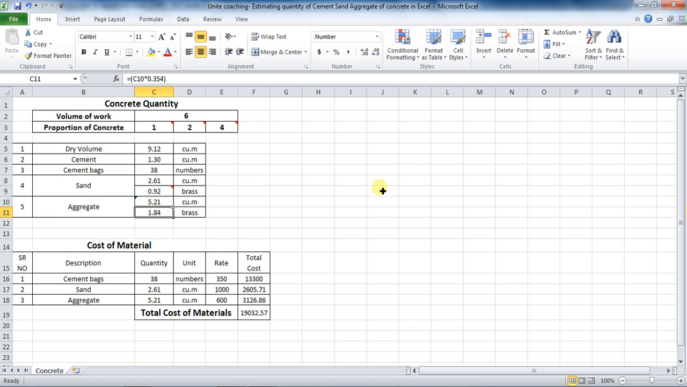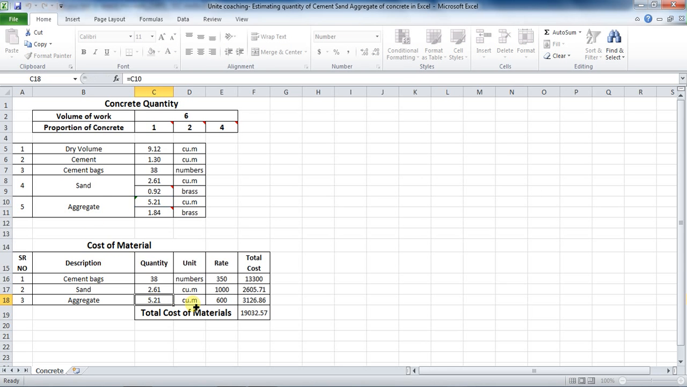Now, we will calculate the cost of materials. For that, prepare a table like this: serial number, description, quantity, unit, rate, and total cost. Directly give the formula for quantity. For cement bags, the value will be equal to cell C7. Therefore, put formula as equal to C7. Similarly, put C8 and C10 for sand and aggregate. Units will also be the same.